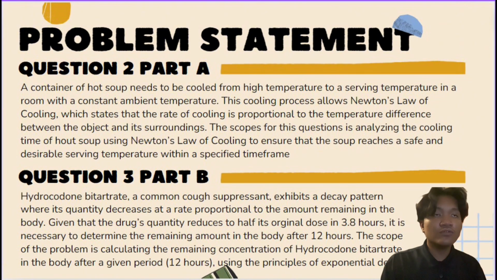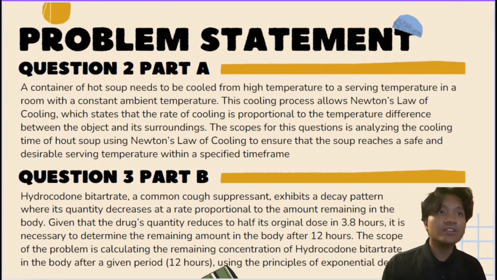For question 2, part A, a container of hot soup needs to be cooled from a high temperature to a serving temperature in a room with a constant ambient temperature. This cooling process follows Newton's law of cooling, which states that the rate of cooling is proportional to the temperature difference between the object and its surroundings. The scope for this question is analyzing the cooling time of hot soup using Newton's law of cooling to ensure that the soup reaches a safe and desirable serving temperature within a specific time frame.